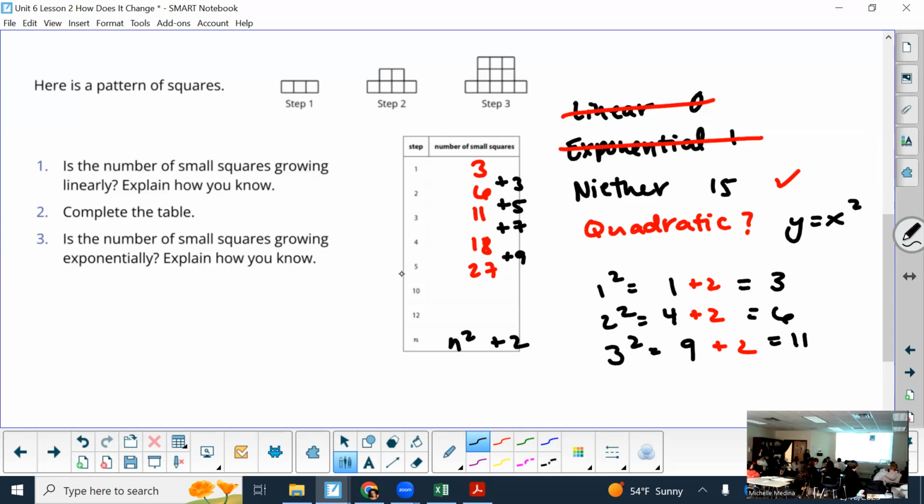So then if you plug this in, what's 10 squared? And then 100 plus 2 is... what's 12 squared? Plus 2 is... So yes, it is quadratic because in the expression, you have something being squared. So again, if it's not linear or exponential, it's probably quadratic, but that's how you know it's different. So questions, comments, concerns?